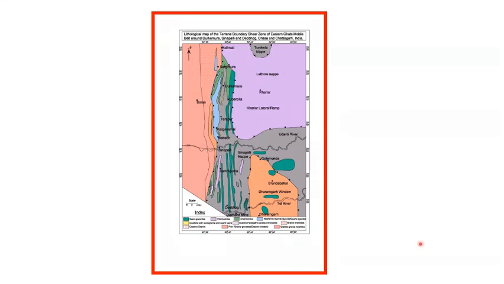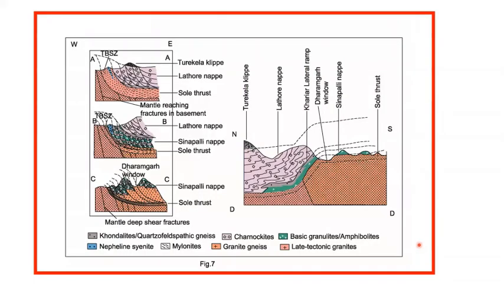Now I will come to the next part. Here I have shown how the different nappes exist over the thrust. This is the sole thrust, which I have named as the terrain boundary shear zone. Over that, the Lathur Nappe is existing, then the Turikala Nappe is existing. Like this, the whole salient consists of a stack of nappes.